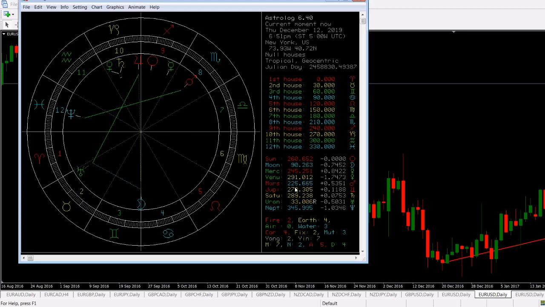So let's assume that the market made a minimum somewhere here, and let's have a look what position Venus, the ruling planet at the time, was at the bottom of the price, which was over here. So the price made a minimum on 26th of December 2016. And now I will set the Astrolog exactly to the date. If you just bear a moment, I'll do it right now.